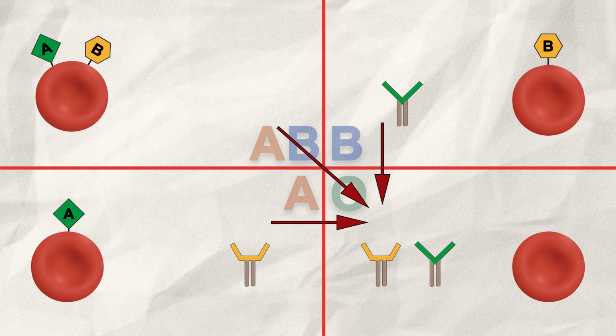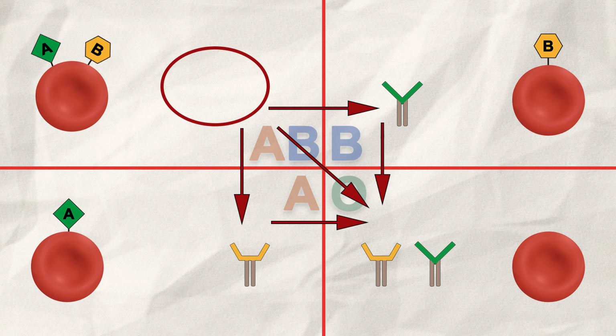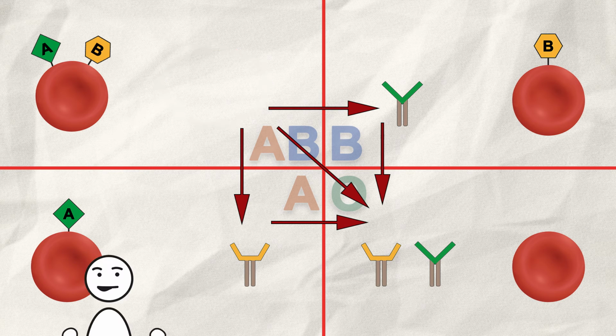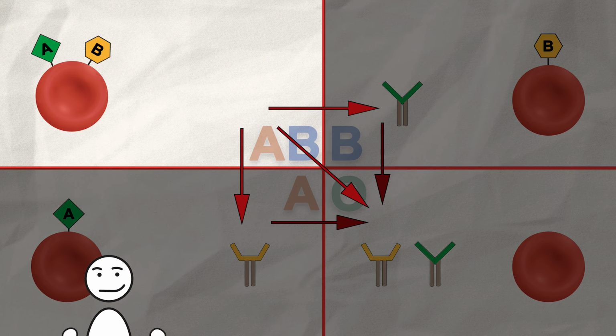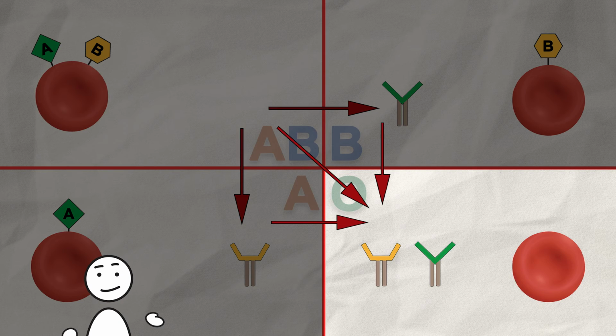So this time, O can receive antibodies from everyone, since type O blood can't be destroyed by A or B, and type AB can give to everyone, since there are no AB antibodies in their donation. As you can see, AB is the universal donor this time around, and O the universal recipient.